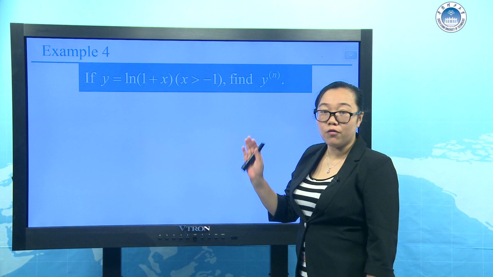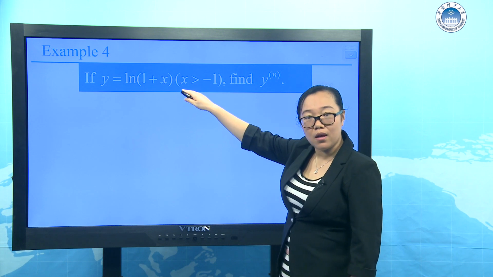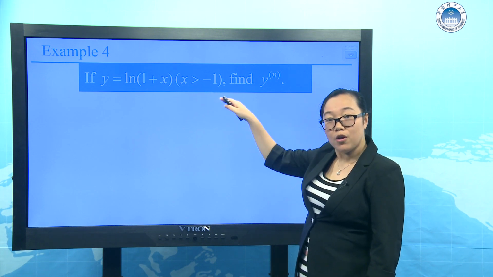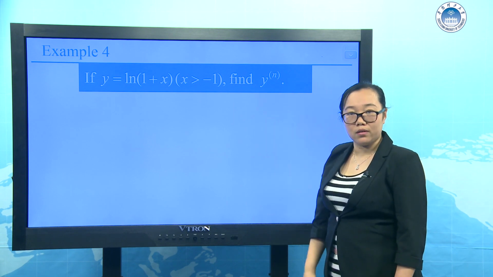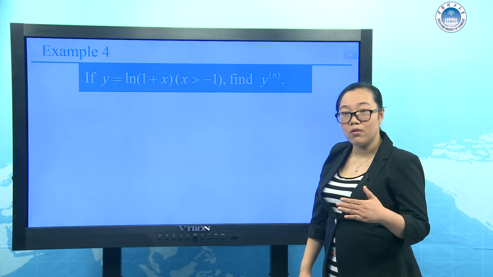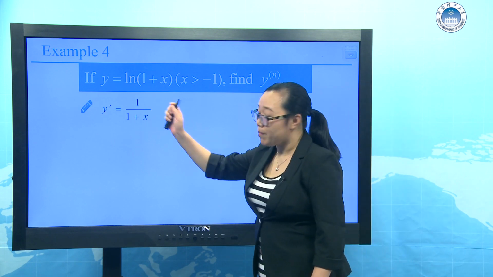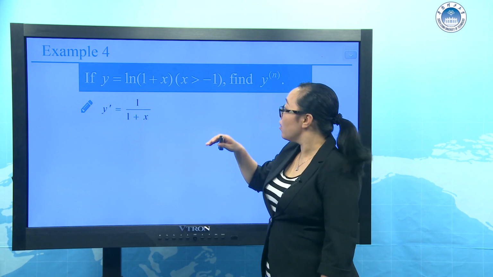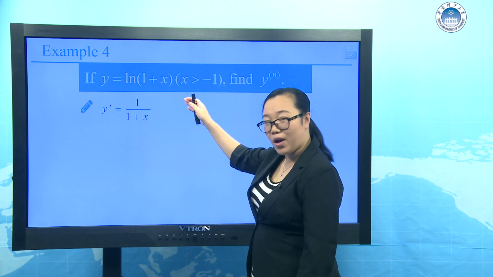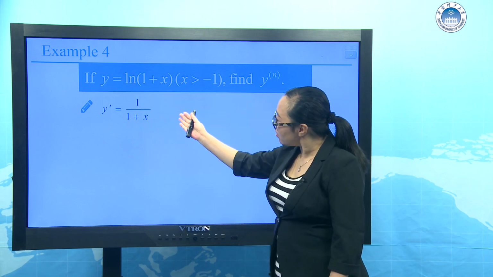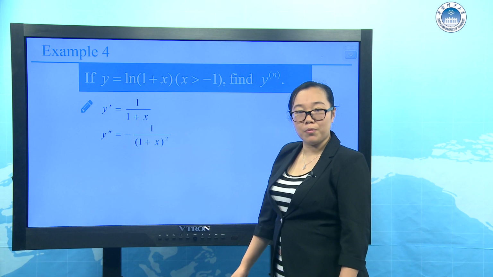So now look at example 4. If y equals ln(1 plus x), x larger than -1, try to find the nth derivative of y. How to get it? Yes, the first derivative, second, until the nth derivative. So we can get y prime. y prime, the derivative of ln(1 plus x), equals 1 over u times u prime. u prime equals 1. So the answer is 1 over 1 plus x, and then y double prime.